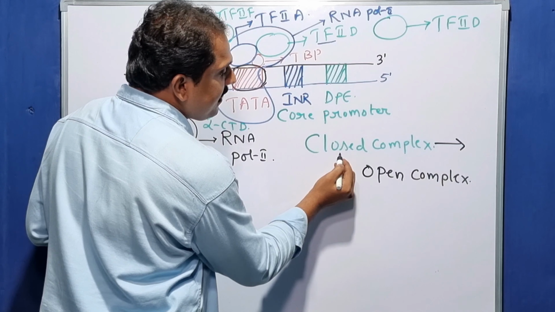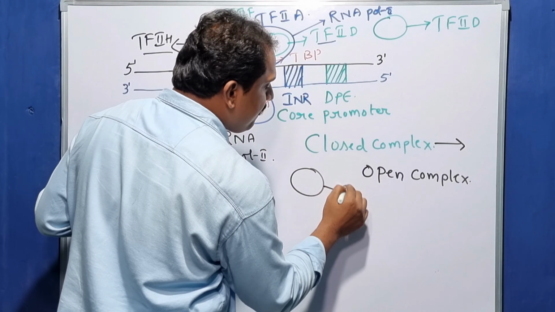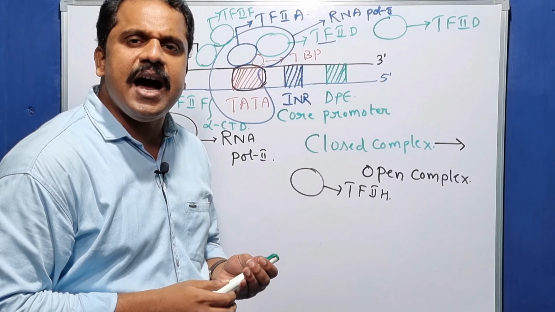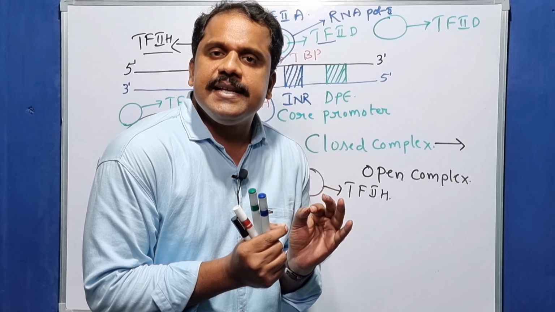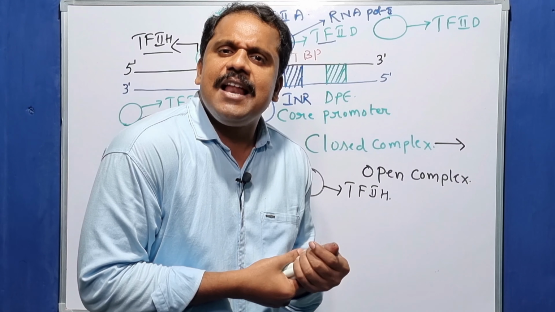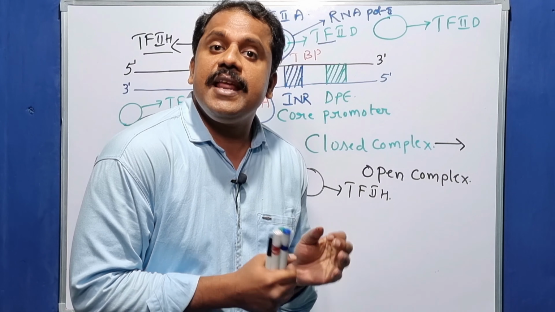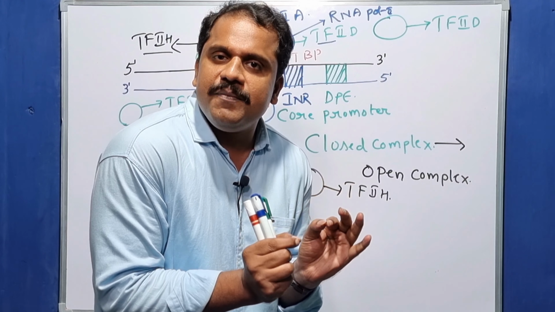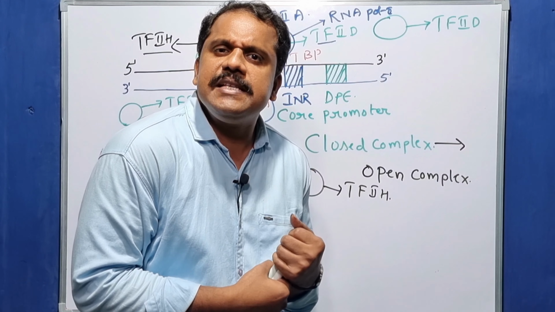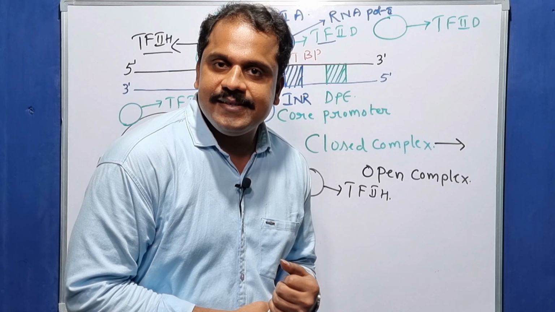So once the closed complex successfully converts into open complex in the presence of TFIIH, in the very next step, as I have already mentioned, RNA polymerase II possesses a specific tail, and it is nothing but what? The alpha C-terminal domain. The C-terminal domain, which is a part of RNA polymerase II, consists of a heptad repeat sequence. In humans, there are 52 heptad repeats. So the specific heptad repeat sequence is nothing but what? YSPTSPS. Is it clear?